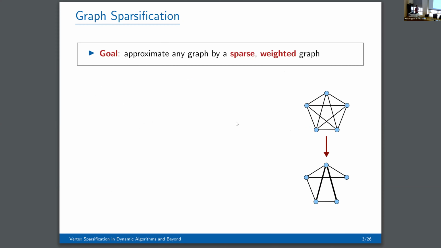Okay, so let's start with something that probably everybody has seen here. And this is the notion of graph sparsification. And the idea is, I would say, quite intuitive. You are given a dense graph. You would like to approximate it with a sparse graph, and you would like to preserve some graph property. Okay, as simple as this. So your graph is dense. You might want to make it sparse, but you want to preserve something.